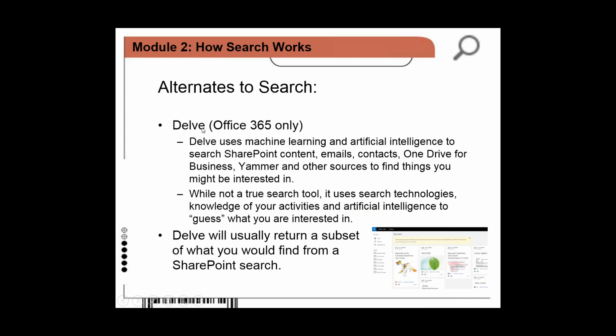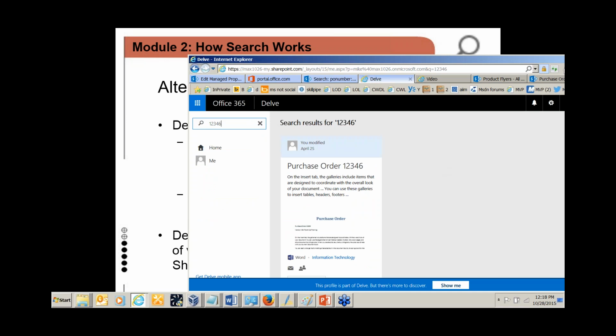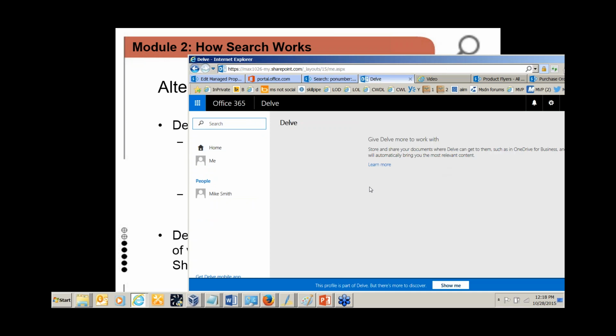Alternates to search. Delve is a tool that's available in Office 365. It's not currently available on premises. It will be available in some form with SharePoint 2016. Let me bring up an example of Delve here. And this is Delve. And let me just go to the home page of Delve.